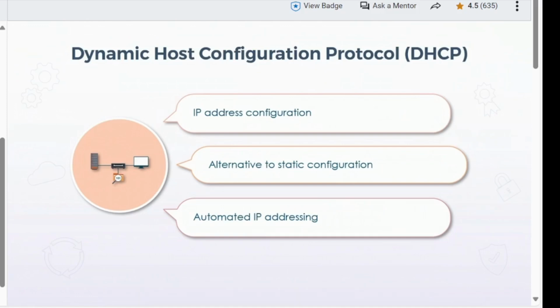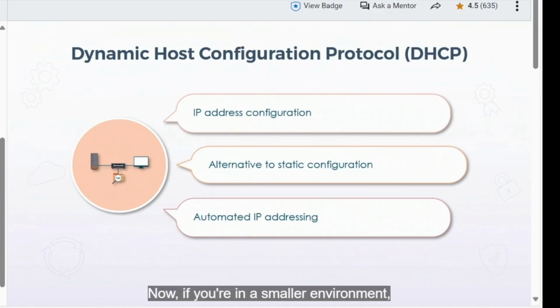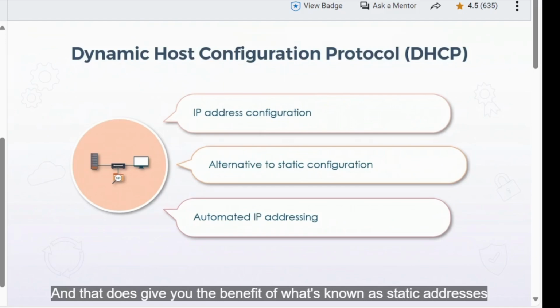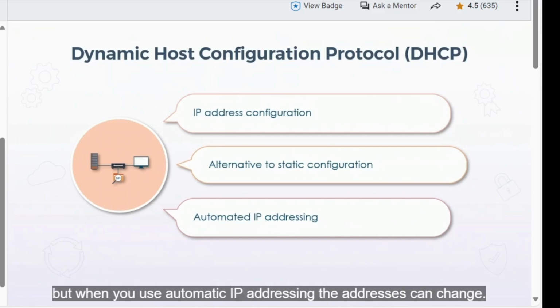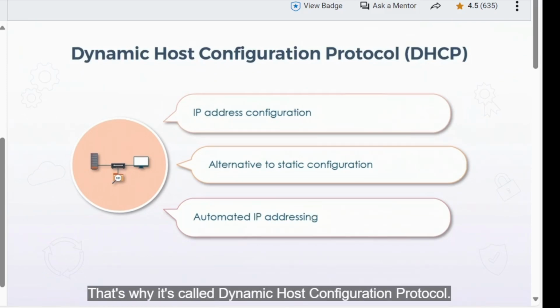large environment. Now, if you're in a smaller environment, let's say maybe 20 to 50 host systems, then manual configuration wouldn't really be a big deal. You could configure them all in maybe an hour or so. And that does give you the benefit of what's known as static addresses that won't ever change. Now, we'll talk about this more in a moment, but when you use automatic IP addressing, the addresses can change. That's why it's called dynamic host configuration protocol.